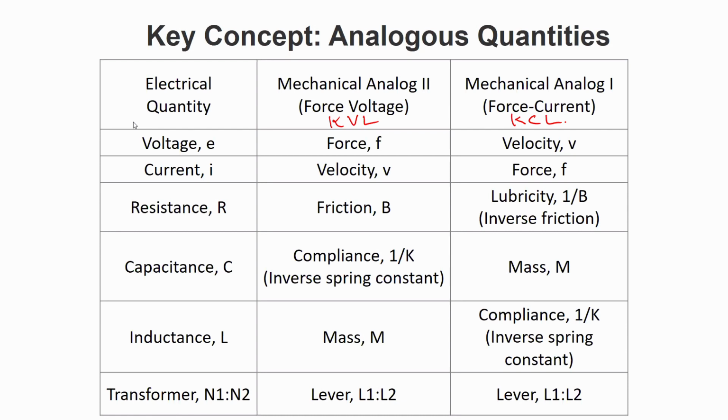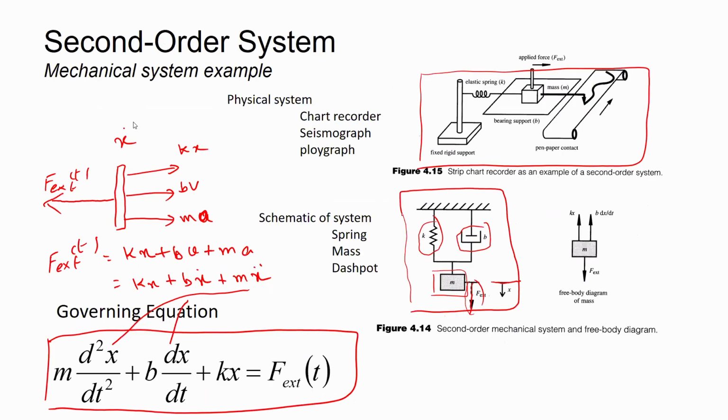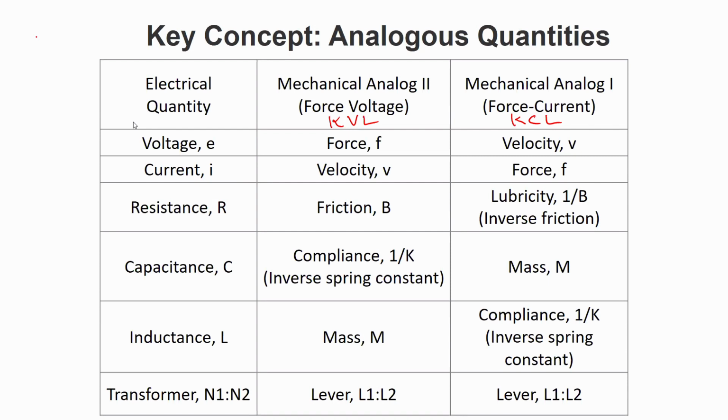Okay, so KVL is the voltage. So in the electrical system, in the mechanical system, you saw this particular node. Okay, and if we equated that one to some sort of loop, this is called the mechanical analog or analogy number 2, and it is called the force voltage.